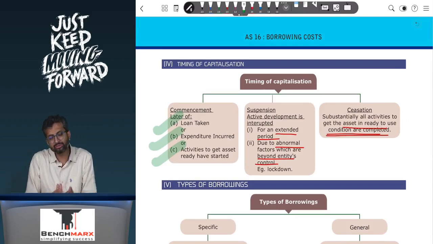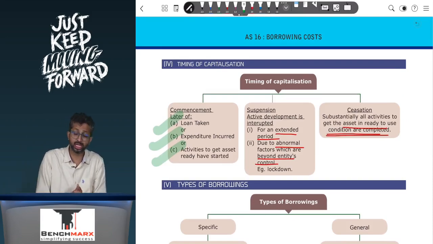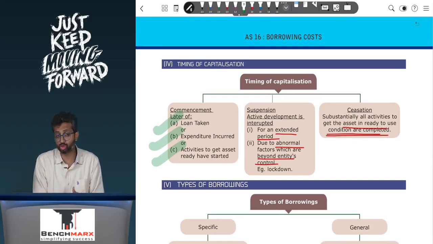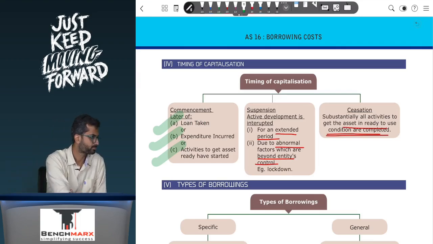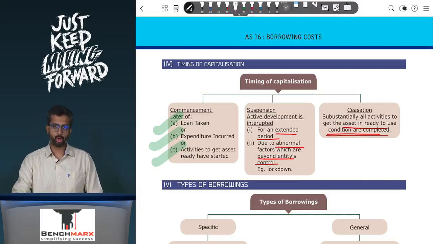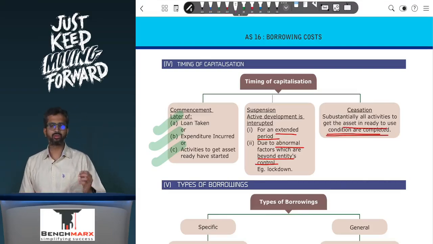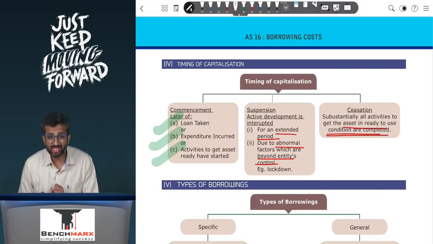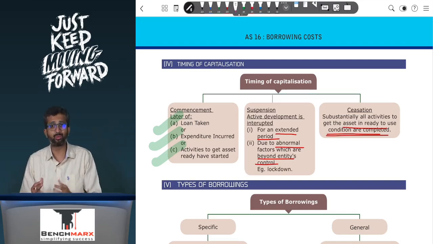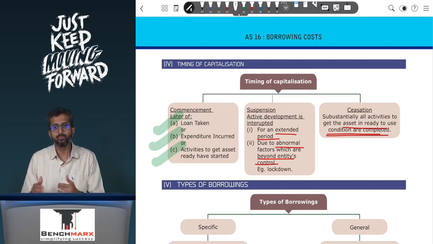Okay, so this kind of takes care of your theory section. Next, you go to the more important part in my understanding, that is specific and general borrowings, and actually finding out how much of the borrowing cost should be capitalized. So what do we mean by these borrowings? What do you mean by specific borrowings? Well, these are borrowings which are specifically taken for the purpose of acquisition of a qualifying asset. Like for example, if I were to buy an under construction property, which is a qualifying asset, for which I were to take a housing loan.